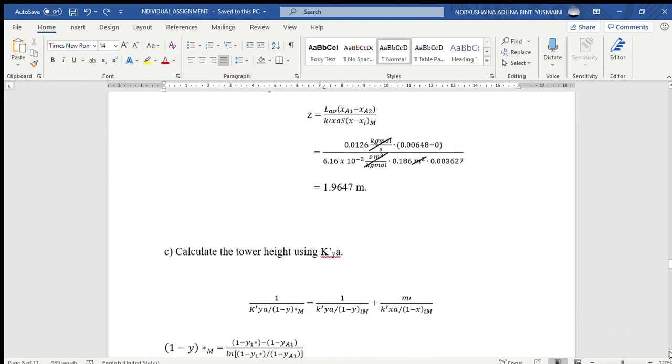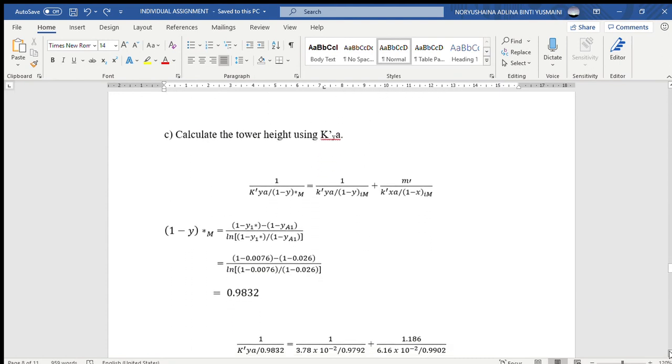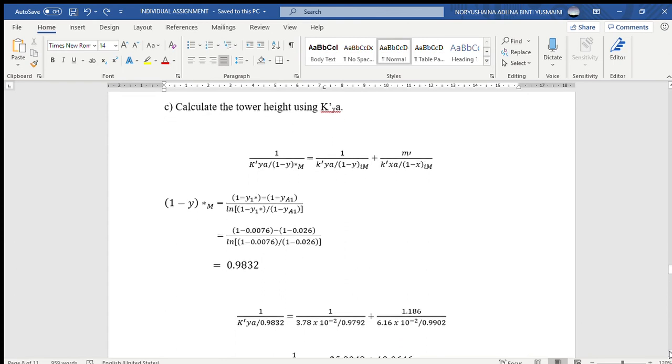And lastly, to calculate the tower height using the capital letter K prime Ya. In the question, they didn't provide me with the value of capital letter K prime Ya. So to first find the capital K prime Ya is using this equation. I got this equation from the appendix given.